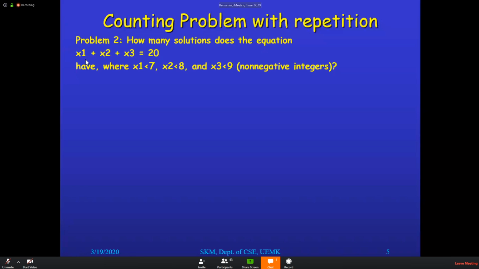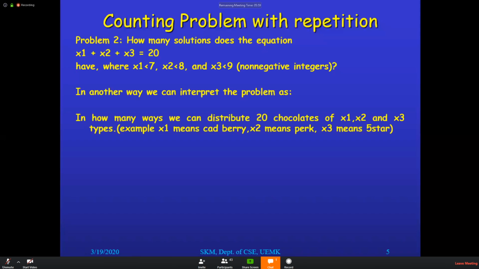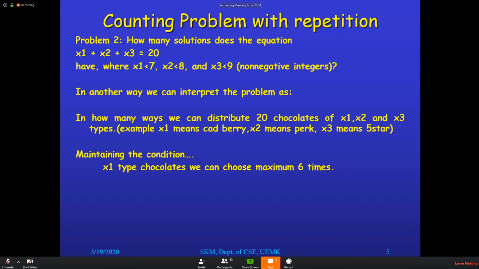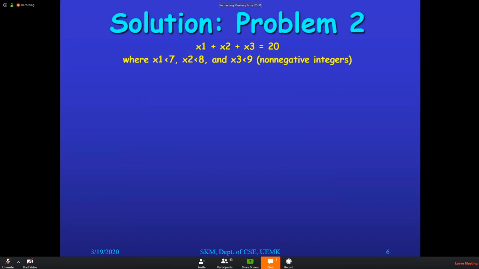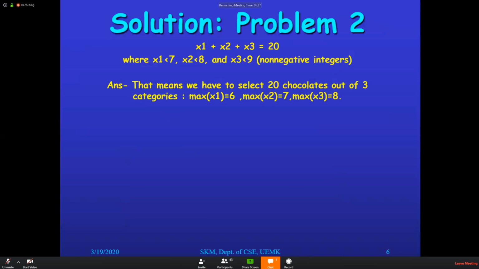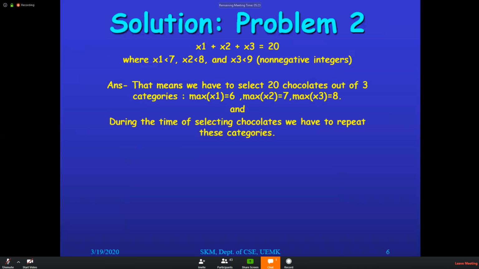Now, whether repetition is required? Yes, because you are mentioning 6 times Cadbury, so that is repetition of Cadbury. So it's a combination with repetition kind of scenario, but this problem we are solving in a different manner. Is the point clear to us? So I'm just mentioning the significance of these conditions: 6 maximum, 7 maximum, and 8 maximum 5-stars are allowed this way. So if the problem is clear, let's go with the solution approach. The solution is saying that max, I've chosen a function, and accordingly we have mentioned that. So during the selections, we have to repeat these categories.